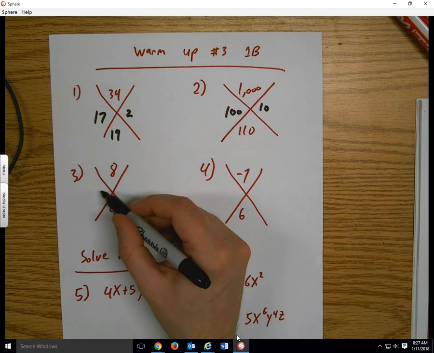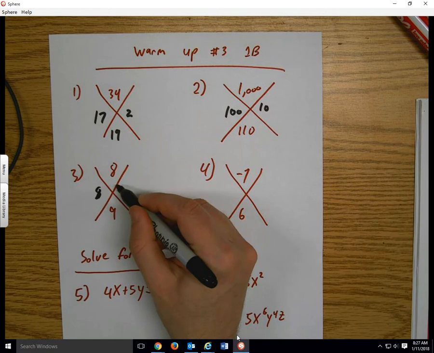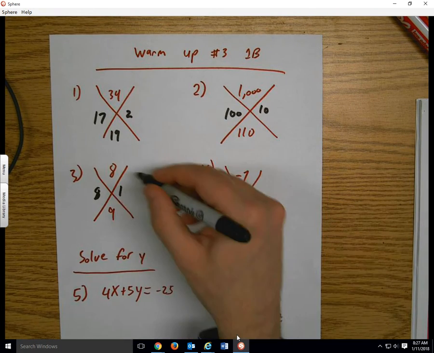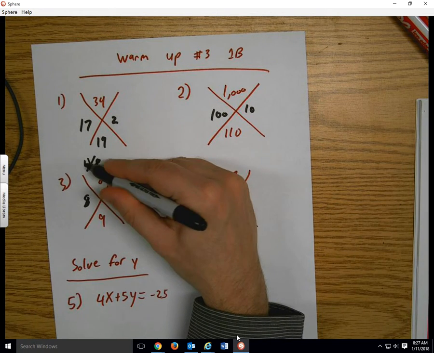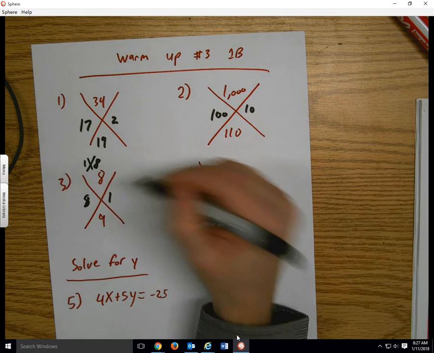What multiplies to 8? Well, your options are 2 times 4 or 8 times 1. The 8 times 1 adds up to 9. And remember, with these things, you can go the other way. It could be a 1 times 8 as well. That's also still going to be 8 and add up to 9.